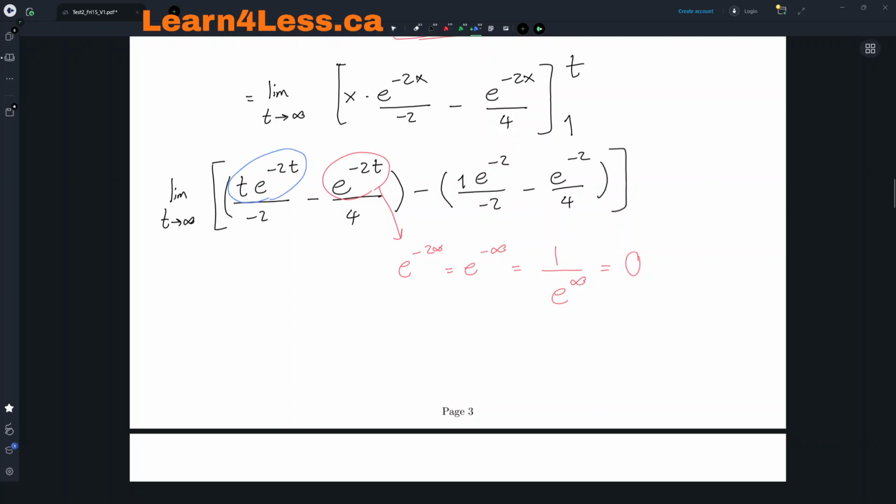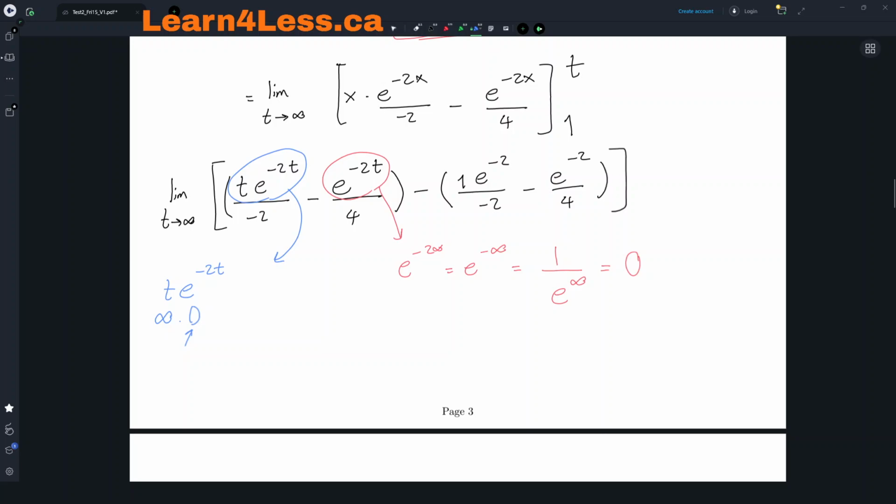We just analyze that separately here. So we have t times e to the power of negative 2t. When t goes to infinity, we have basically infinity multiplied by e to the negative infinity, which, as we discussed, is basically 0. But we know it's not exactly 0. It's a very, very small number, and the other one is infinity.